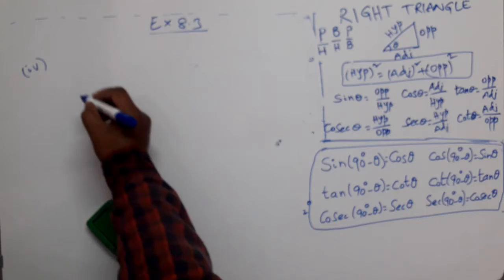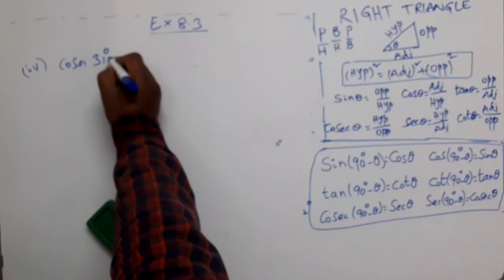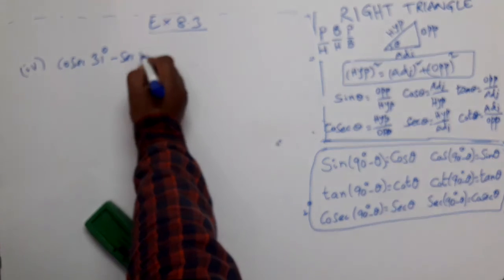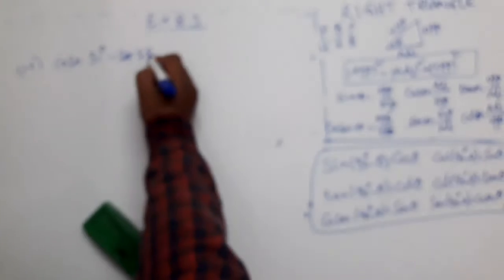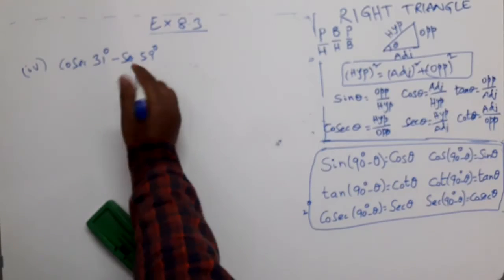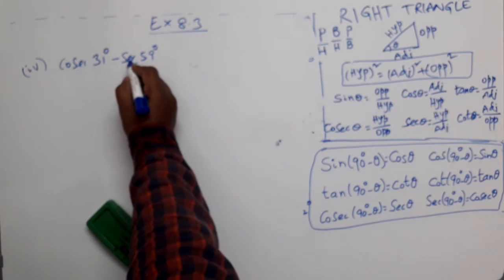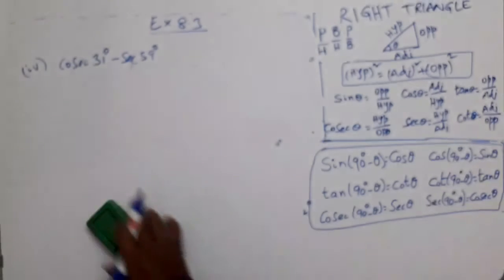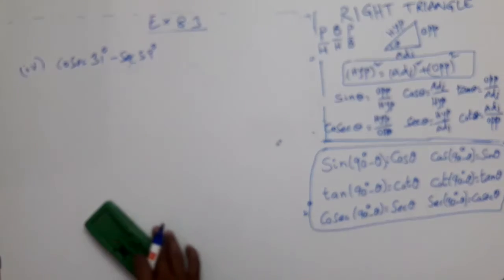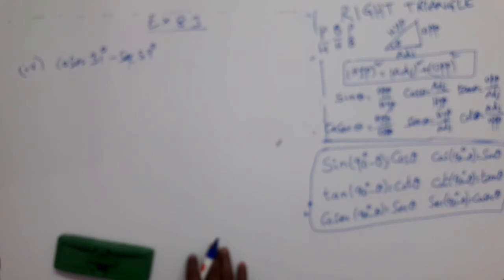What is part 4? Cosec 31 degrees minus sec 59 degrees, that is given. You are supposed to find the value of this expression. Yes, as usual. Do you know the value of cosecant 31 degrees directly? No. Do you know the value of secant of 59 degrees directly? No. So what shall we do?